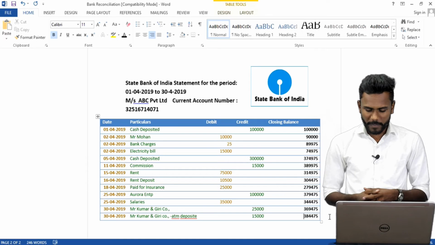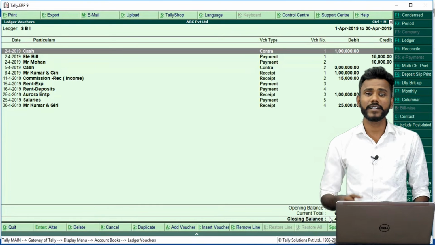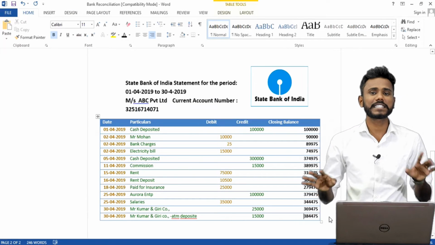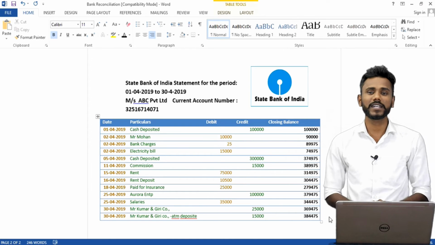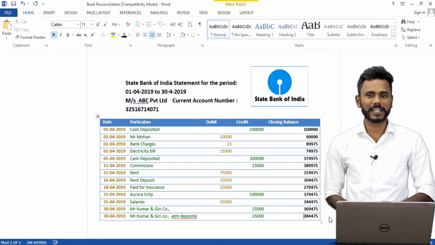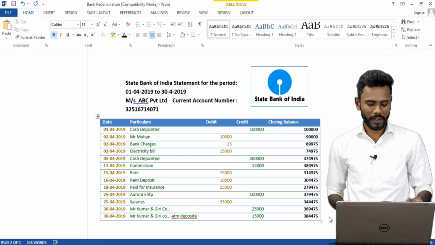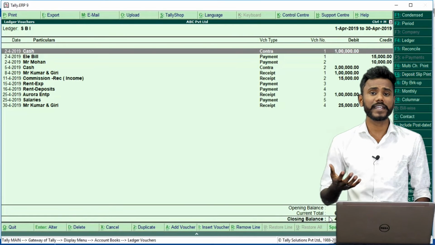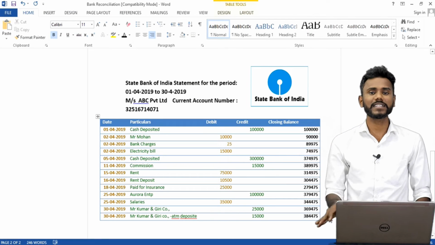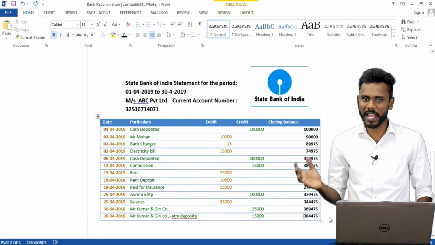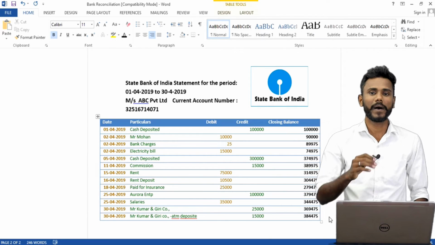So now my book closing balance is 3,84,475 and the bank closing balance is 4,94,500. It is a quite easy and simple process to complete the bank reconciliation. It is divided into two parts: part A and part B. In part A, we compare the company book of account with the bank statement. In the bank statement, if you find any new transaction, you add it into the company book of account. That's part A of the bank reconciliation.